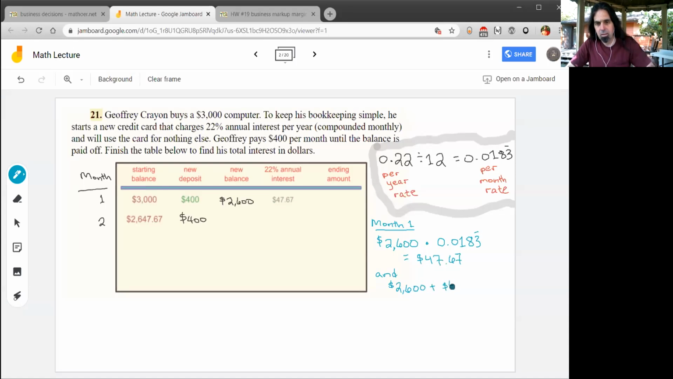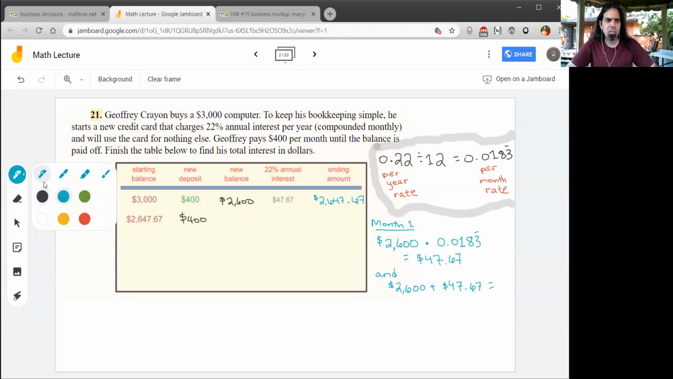unsurprisingly, we'll get 2,647.67. At the start of next month, that's what he has. Right? That's whatever he had unpaid plus the new interest is what he starts the second month with. He's again paying off 400. So he's now down to 2,247.